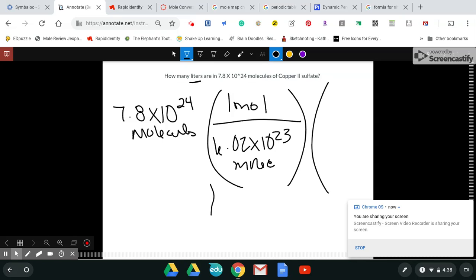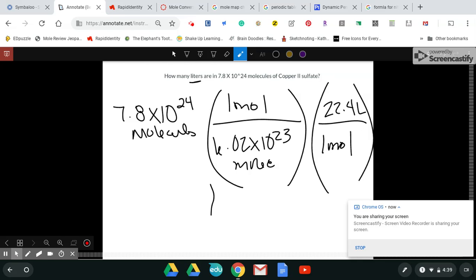All right, and then I want to get to liters. My conversion is 22.4 liters over 1 mole. Remember, this part right here is how we get out. See how you're dividing to get out of a unit, and you're multiplying to change into a unit. So I needed to get out of molecules. That's why I divide. That puts me in moles. And then to get out of moles, I multiply by the 22.4 liters.